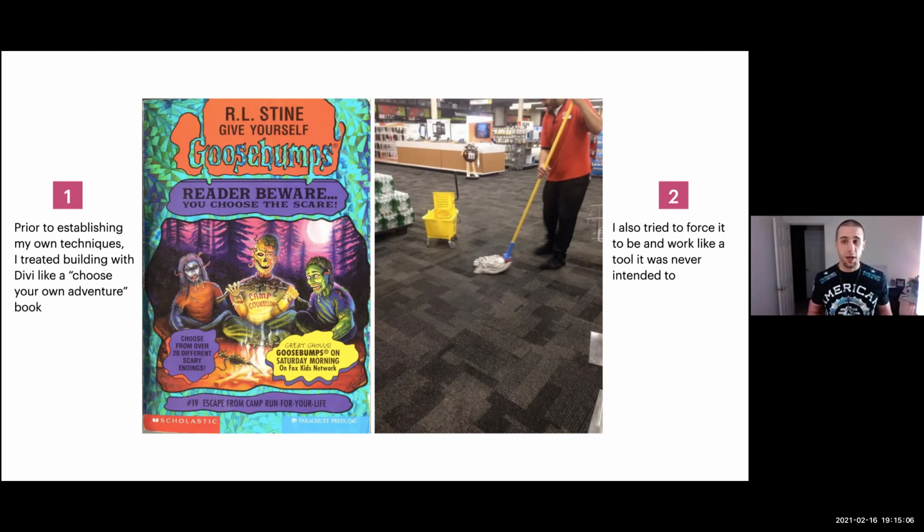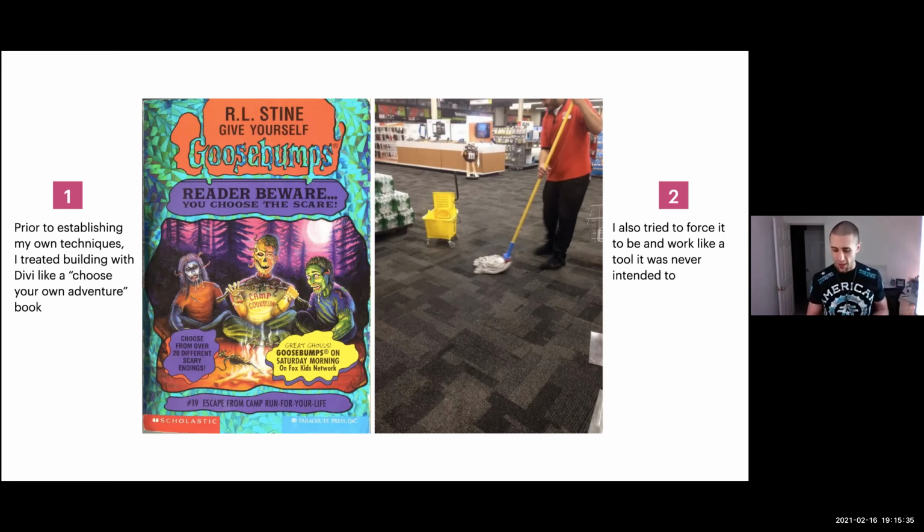From project to project, the way I handled the custom code, how I interacted with the builder, how I chose to handle designs between pages, as well as what plugins and tools I was using, I changed that up from project to project, which made it feel like a choose-your-own-adventure book. And number two, I tried to force Divi to work like a tool that Elegant Themes never really intended it to be.